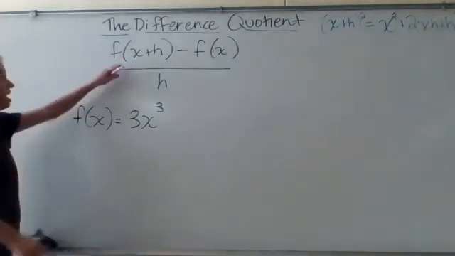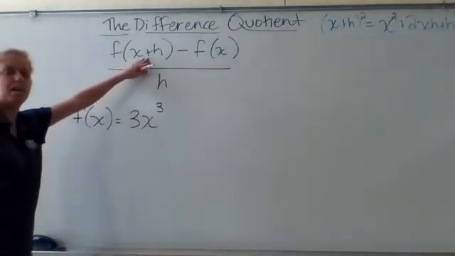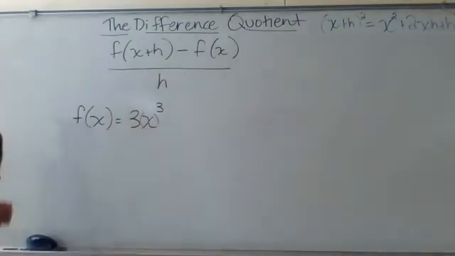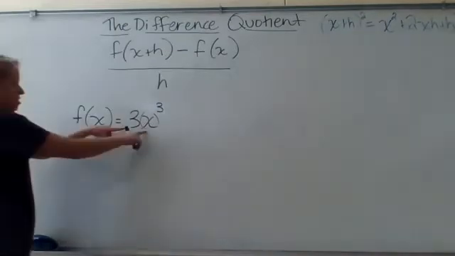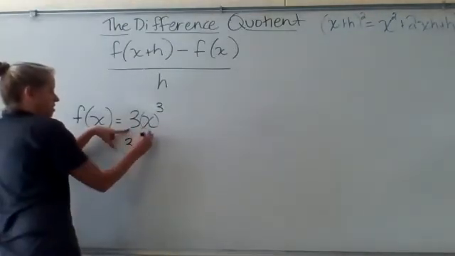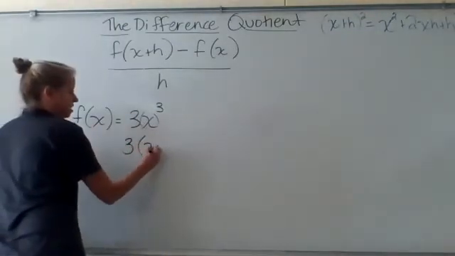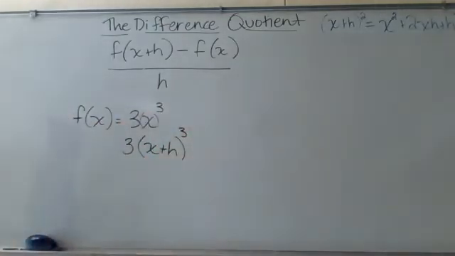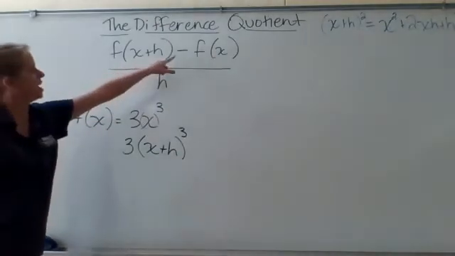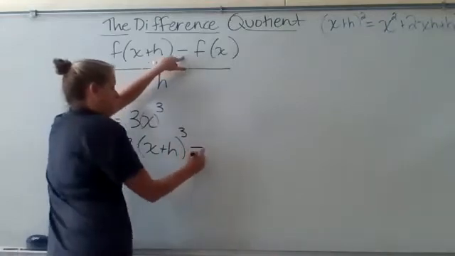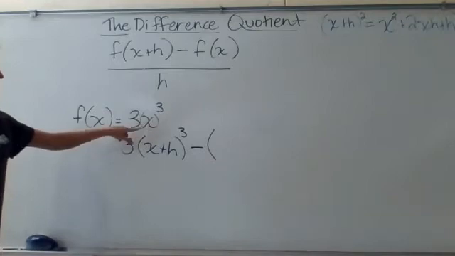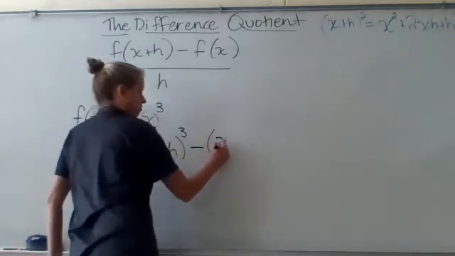I need to find f of x plus h, which means go to your function and replace its x with x plus h. So if I do that, I will have 3 times, instead of x, I'll have x plus h to the third power. What do you do after f of x plus h? You subtract the function, so minus, what is my f of x? What is my function? It is 3x to the third.